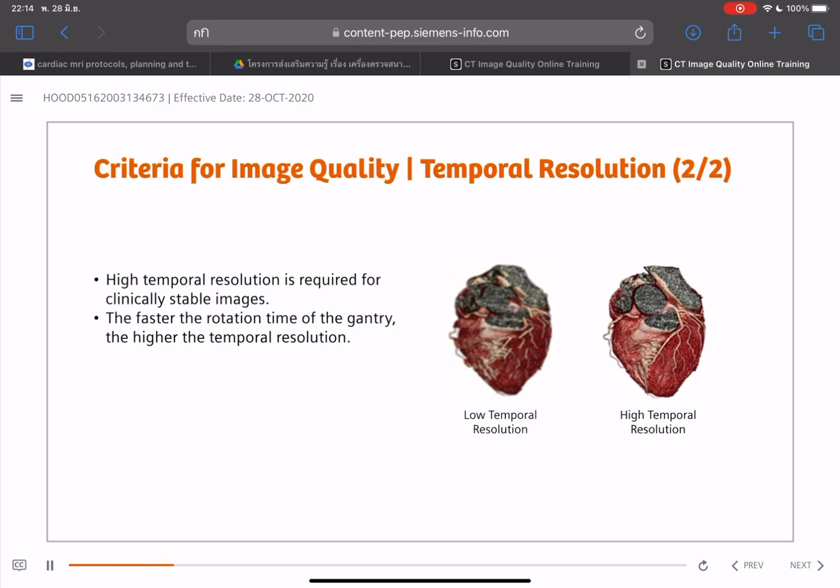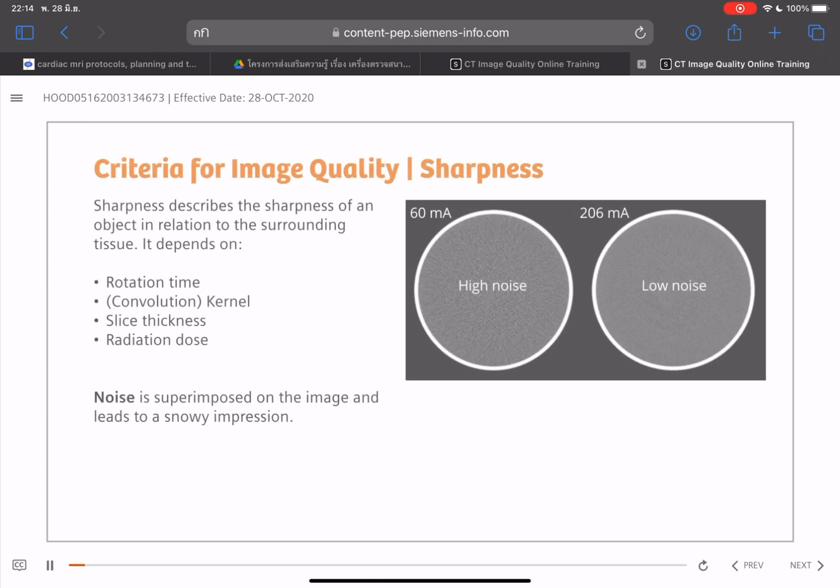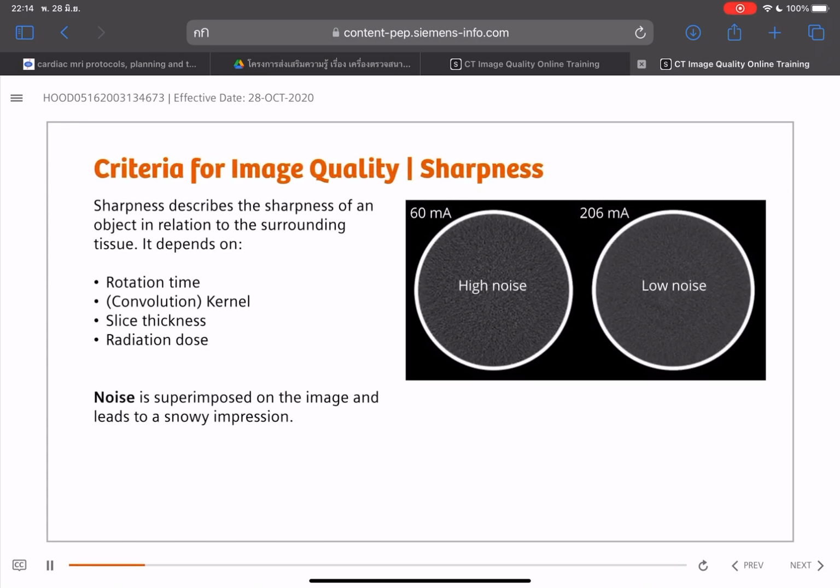High temporal resolution is required for clinically stable images. The faster the rotation time of the gantry, the higher the temporal resolution. Sharpness describes the sharpness of an object in relation to the surrounding tissue. It depends on rotation time, kernel, slice thickness, and radiation dose.